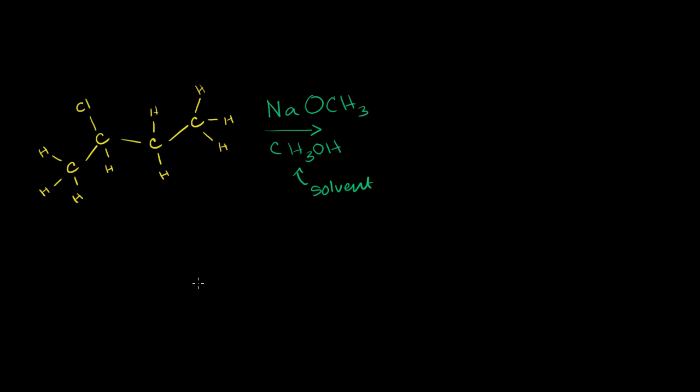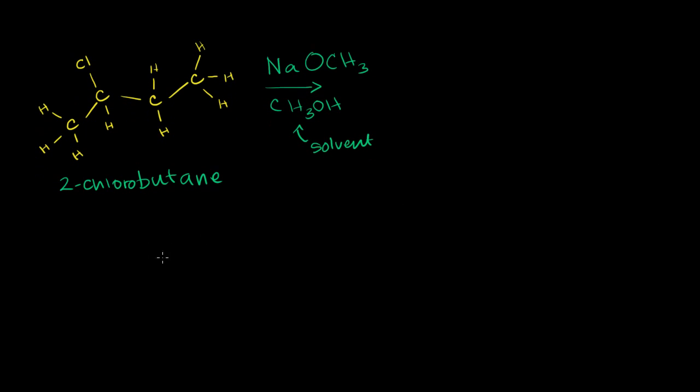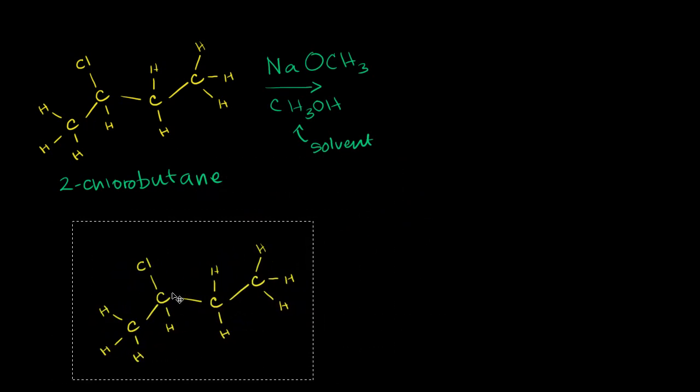And just so we get a little practice of naming, this is 1, 2, 3, 4 carbons. So it has but- as a prefix, no double bonds or triple bonds, so it is butane. And we have a chloro group here, so if we start numbering at the side closest to it, 1, 2, so it's 2-chlorobutane. So let's think about what might happen here. The first thing, let me just redraw the molecule right there.